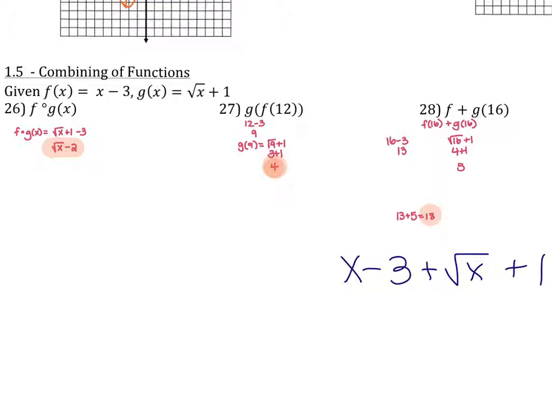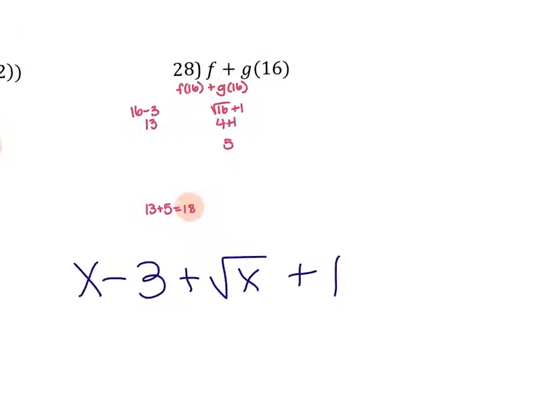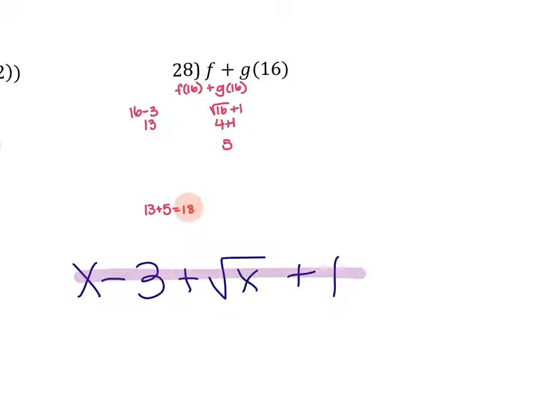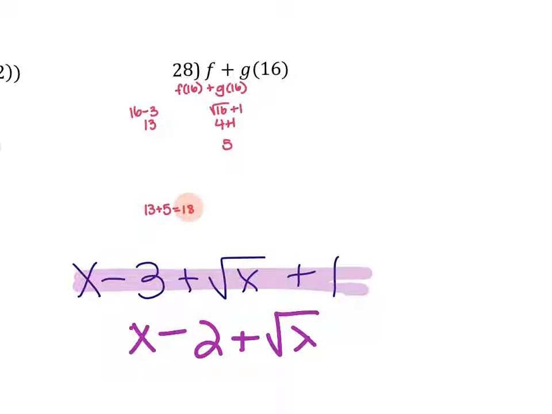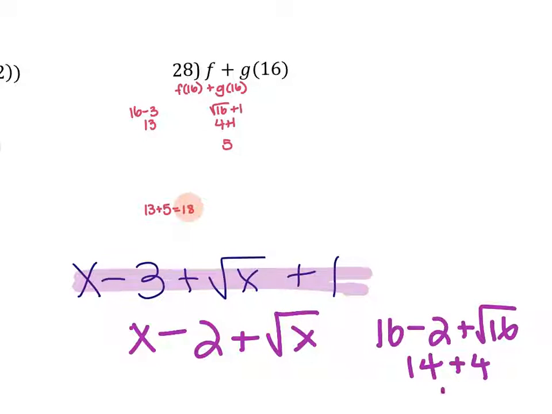You could have also done it like first combine your equations. So if I had done f plus g of x, it would have looked like that. And simplified it if you wanted. Like I could have kept going here. I could have said x minus 2 plus the square root of x. And then plugged in the 16. You'll get the same answer. 16 minus 2 is 14. Plus 4 is 18. Okay? You can get the same answer either way. So it's up to you how you do that. But f plus g of 16 means f of 16 plus g of 16.